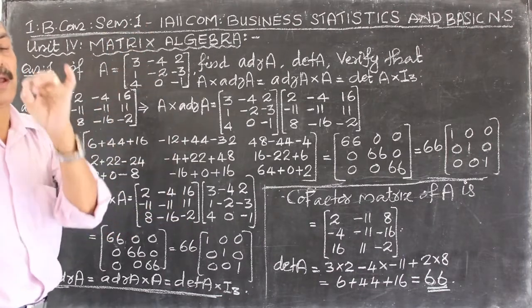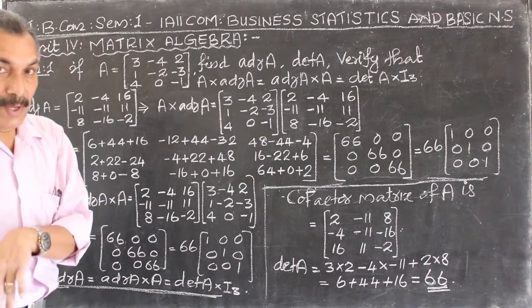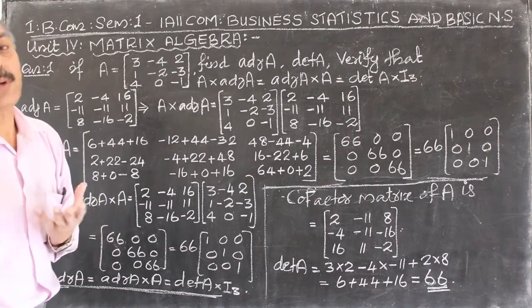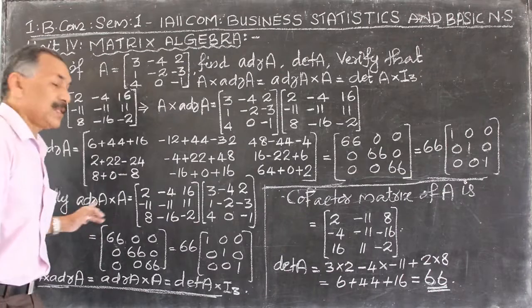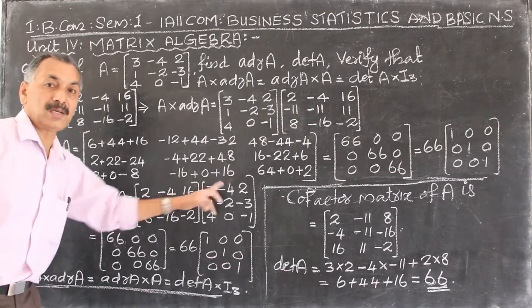Then A into adjoint A, and adjoint A into A, is equal to determinant of A into I. Adjoint A into A is equal to this value.